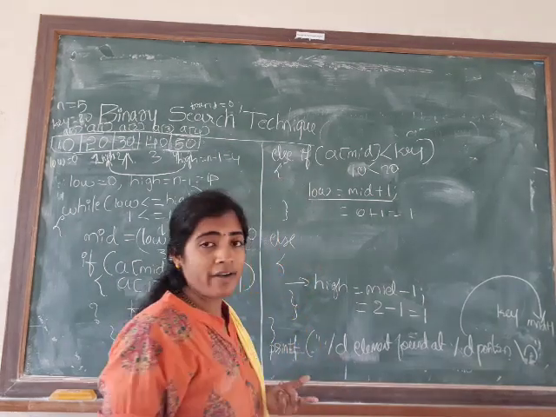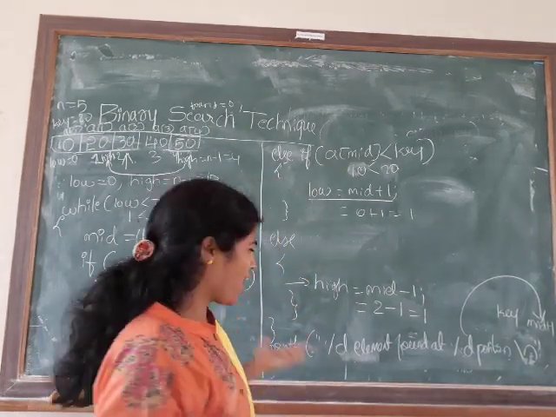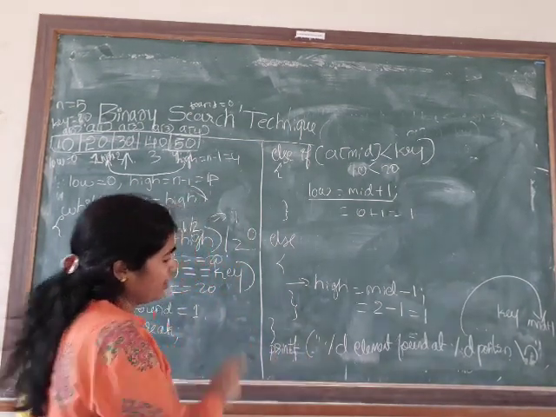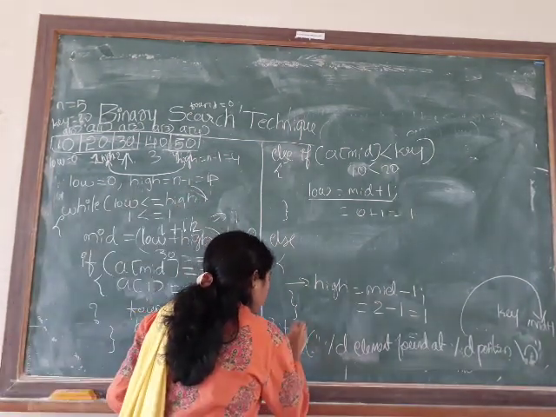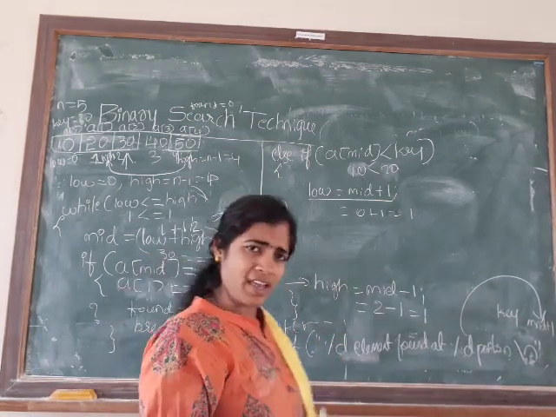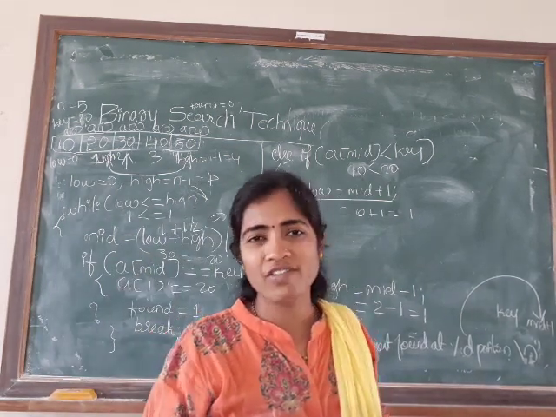Madam, if the key is not found, what to do? Very simple. See, here while printing, what you will be doing? You will do: if found is equal to 1 you will be printing. Very simple. Else, percentage d element not found.